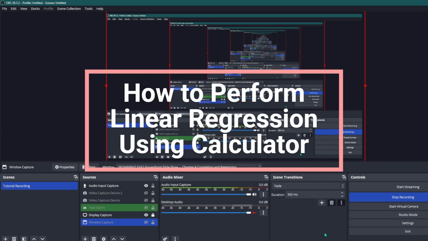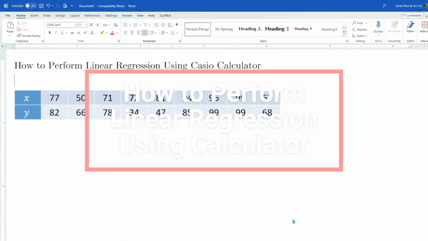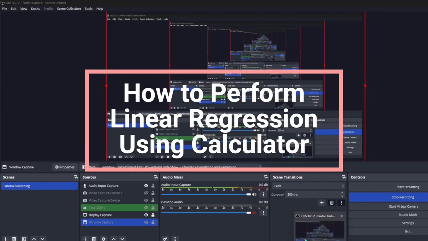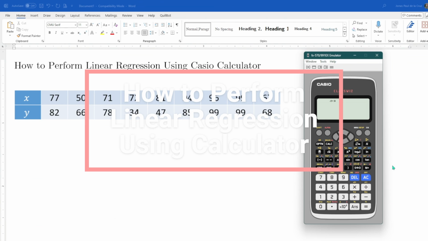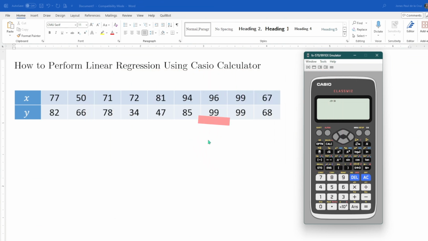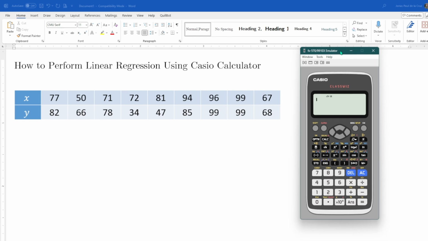Hello everyone. So for this video, I'm going to teach you how to use your calculator to perform a simple linear regression. Okay, so this is our example data in class, and I'm going to use an emulator for FX570991EX. You can also use other calculators with stat mode.